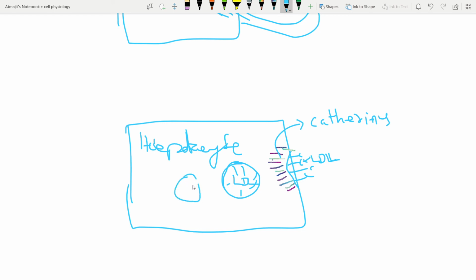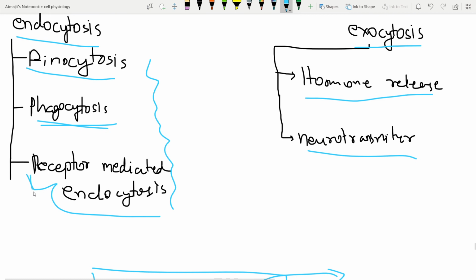Then another vesicle will fuse with this, and then the receptors will return to the cell membrane again, and LDL will be deposited inside the hepatocyte. So here the receptors are used. So this is called receptor mediated endocytosis.